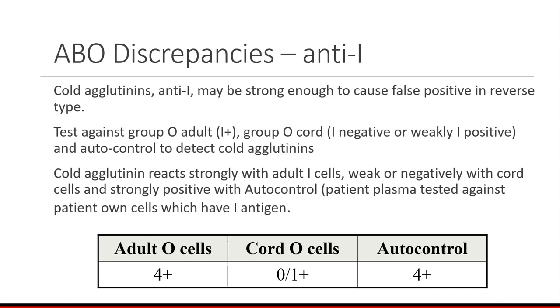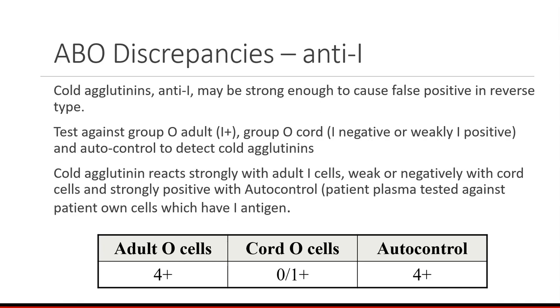And when we talk about the I blood group system, we'll learn how that system develops. But initially, when you're first born, you either don't have the I antigen or you may start producing a little of it. And then we run an autocontrol, which is the patient's cells with the patient's serum. Cold agglutinins react most strongly with adult big I cells, and they react weakly or not at all with cord cells, and strongly positive with the autocontrol. Again, the autocontrol is the patient plasma tested against the patient's own cells, which have the big I antigen.